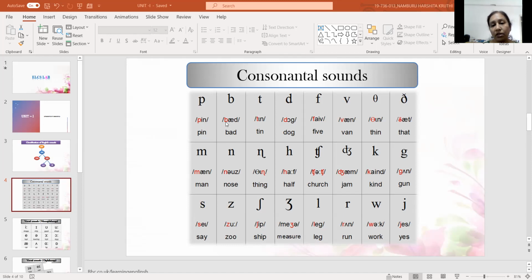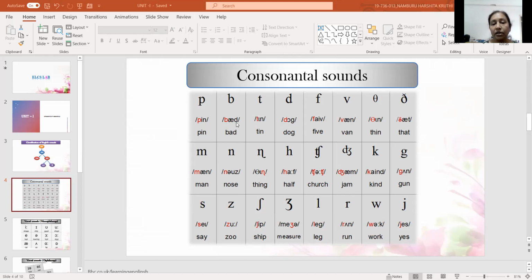There are three sounds in the word bad. One is b, the other one is a, which is a vowel sound. The third one is d, which is a consonant sound again, and this symbol stands for the sound d, right? It is just like D, but it is not actually D, right? It is the symbol for the sound D. Hence, it appears in the slanted lines.